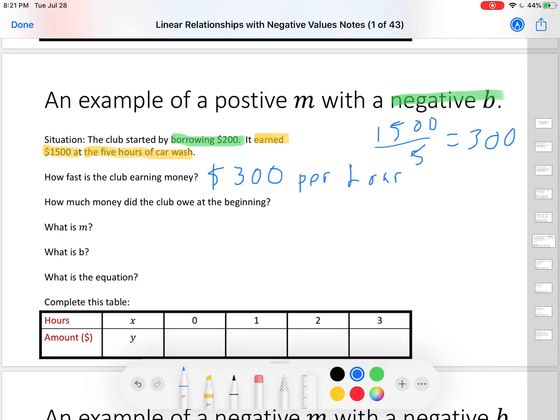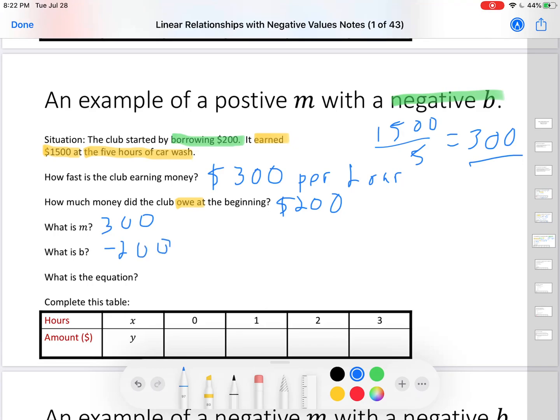All right. How much money did the club owe at the beginning? They owed $200. Notice, no negative sign. The word owe takes care of it for us. You don't have to put a negative sign in front of the 200. What is M? Well, now, we don't have any words around it, so we have to use positive and negative. M is the unit rate. It's 300. Is that a positive 300 or a negative 300? Well, they earned money, so it is a positive 300. What is B? Well, it's 200. But is it 200 or negative 200? Well, if they owe money, then it's negative 200.